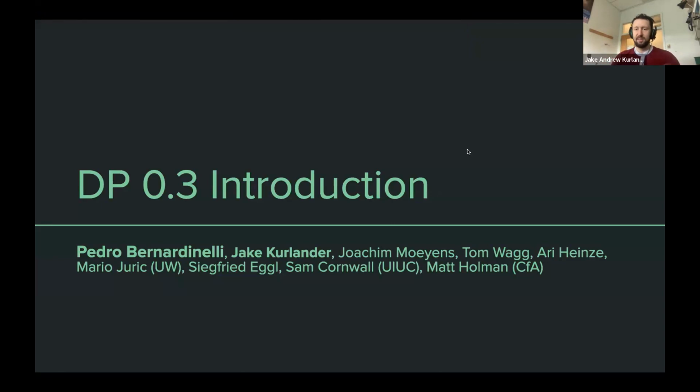Hello, everyone. I'm Jake Kurlander. This is Pedro, and we're going to give an introduction to Data Product 0.3, the simulated solar system dataset available on the Rubin Science Platform. DP0.3 was generated by a large group of people, primarily Pedro and I, but also several others at the University of Washington, at the University of Illinois Urbana-Champaign, and at the Center for Astrophysics at Harvard.